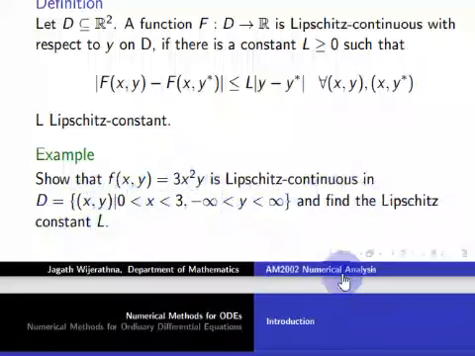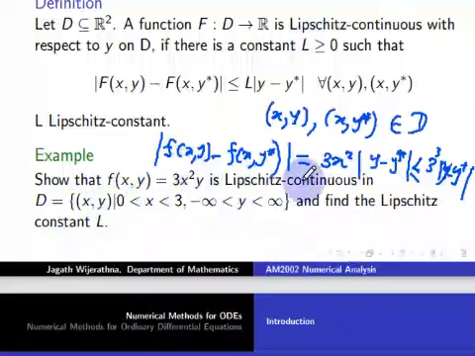So let's do this one. All right, let's do this one here. Let's take any 2 points in this domain, right? This is your domain, so these two, we picked any 2 points in the domain D, right? And we consider this one, the left hand side, the modulus of f of x, y minus f of x, y star, right? Okay, so the modulus of 3x squared y minus 3x squared y star.